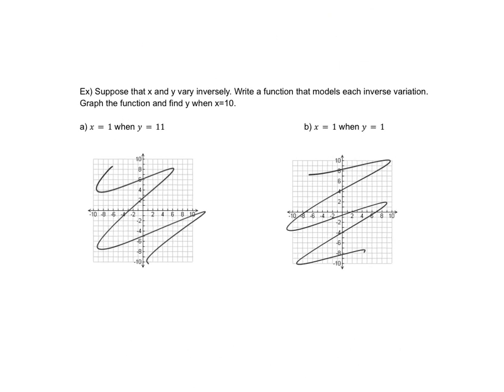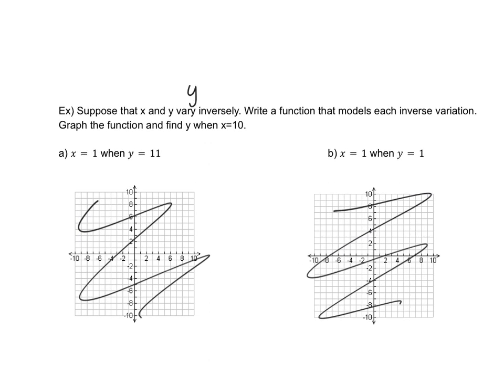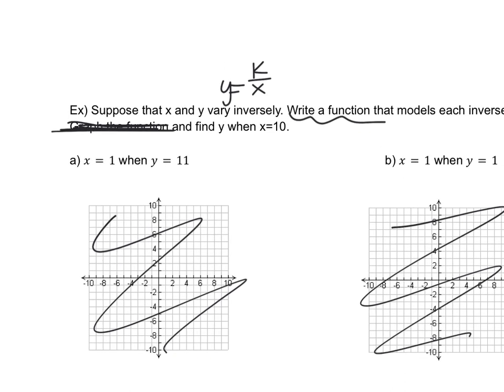So suppose that x and y vary inversely. What does it mean to vary inversely? Well, that's y equals k over x. So write a function that models each inverse variation, and then we're not going to graph, so take that out. And then find y when x equals 10. So first thing we need to do is write a function. In order to do that, we need to solve for our k, always and forever, solve for k.